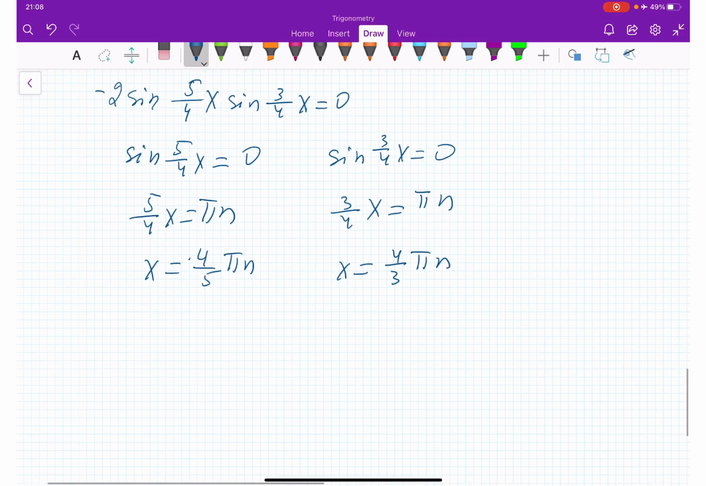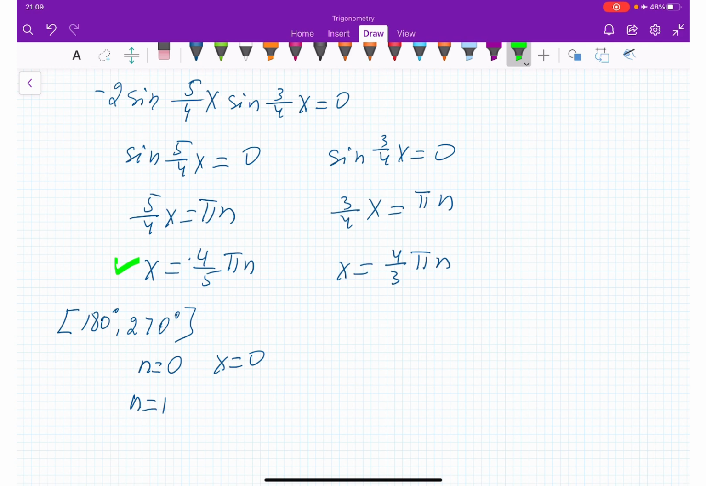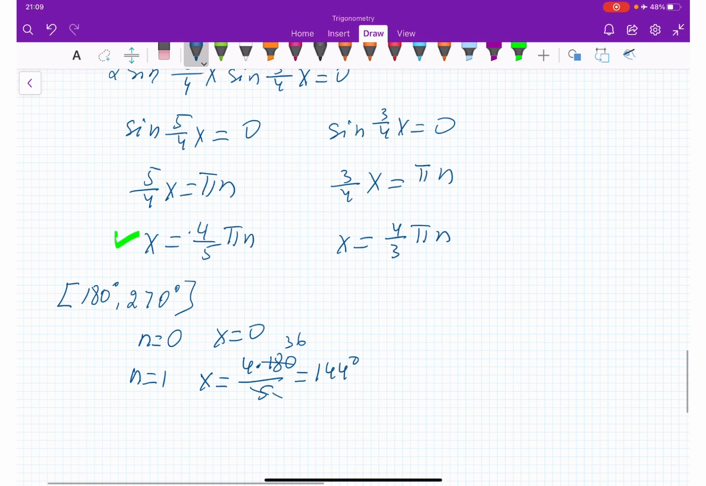Now, here's the thing. We have to find the answer for x on the interval 180 degrees to 270 degrees. Well, let's do it. I'm going to take n equal 0, so x will be equal 0. When n is equal 1, I'm solving for this case, x is equal to 4 over 5 pi. So exploring n equal 1, x is going to be equal to 4 times, multiplying by pi, which is 180, divided by 5. I'm getting 144 degrees. It doesn't fit in the interval, it's out of the interval.